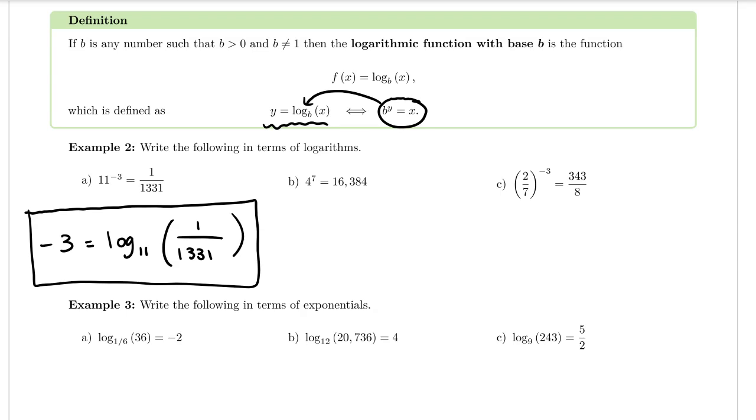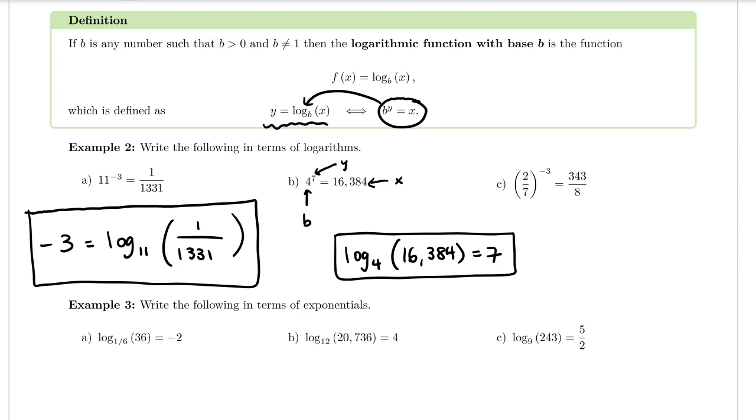In part B, we have 4 to the 7th power is equal to 16,384. So here, 4 represents our base b, 7 we can think of as y in the above form, and 16,384 would be x. So we can write 7 equals log base 4 of 16,384. This is an equation, so this would be the same thing as writing it is equal to 7 this way. So either way works. I'm just going to write it like this.